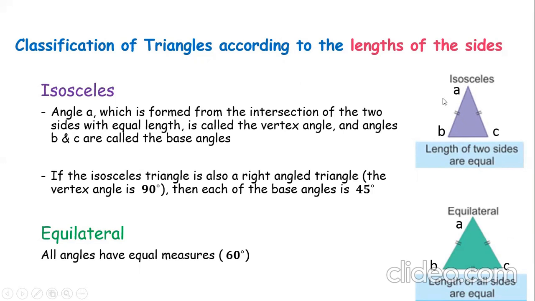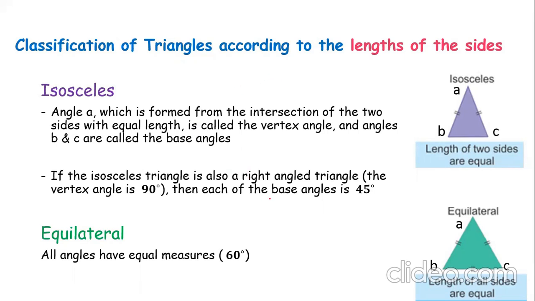We call this angle the vertex angle in the triangle. And we call the remaining two angles, B and C, which we see here, the base angles. Another property in the isosceles triangle: if the isosceles triangle is also a right-angled triangle, meaning that the vertex angle is 90 degrees, then each of the base angles is 45 degrees.